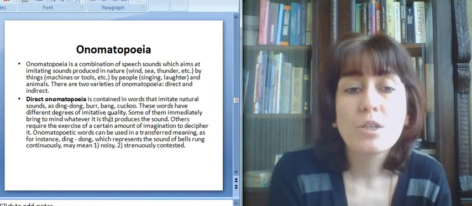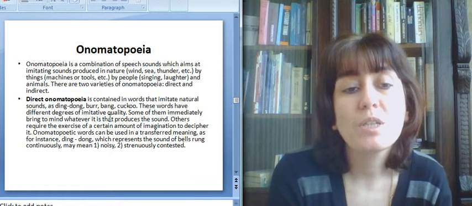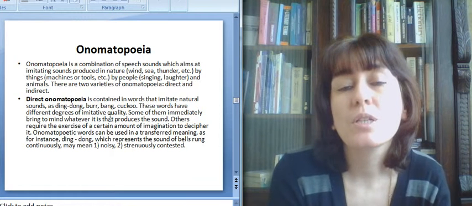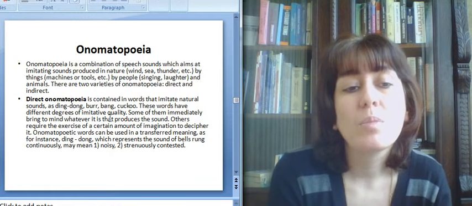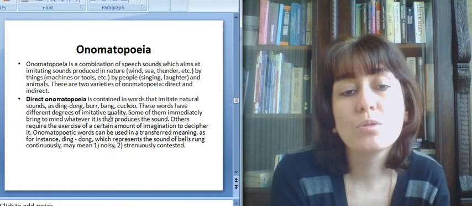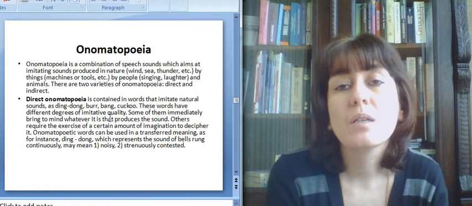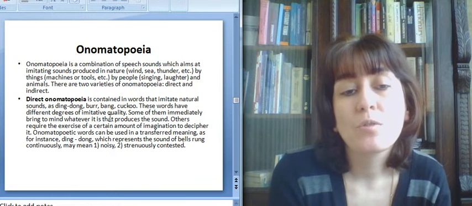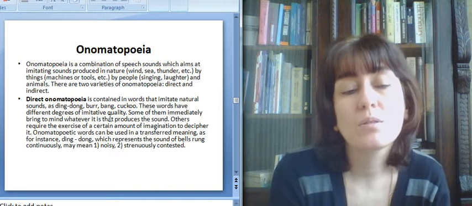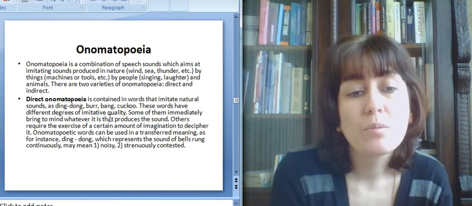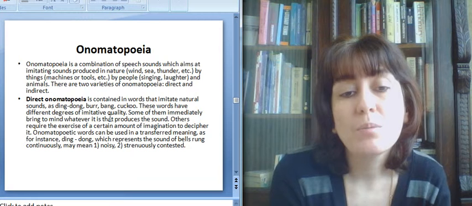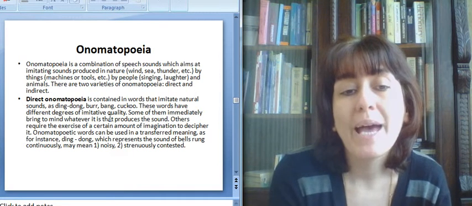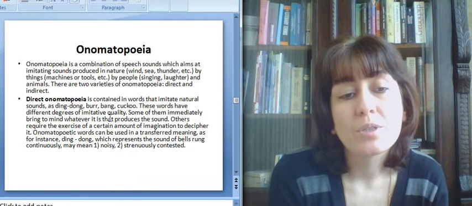So, onomatopoeia is a combination of speech sounds which aims at imitating sounds produced in nature, such as wind, sea, thunder, etc., by things, machines, or tools, by people, singing, laughter, and animals. There are two varieties of onomatopoeia, direct and indirect. Direct onomatopoeia is contained in words that imitate natural sounds, as ding-dong, burr, bang, cuckoo.